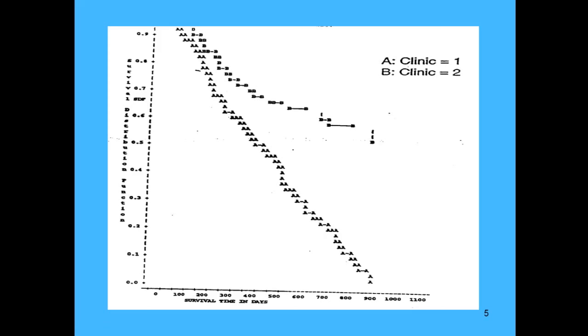Comparing the two clinics, the assumption is not satisfied, because the hazard ratio early on is a lot smaller than it is later. So the hazard ratio isn't constant over time, it changes. Early on it's smaller than it is later. Now, there are a lot of different ways you can look at it.